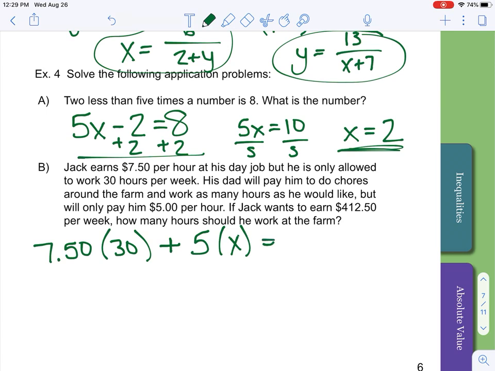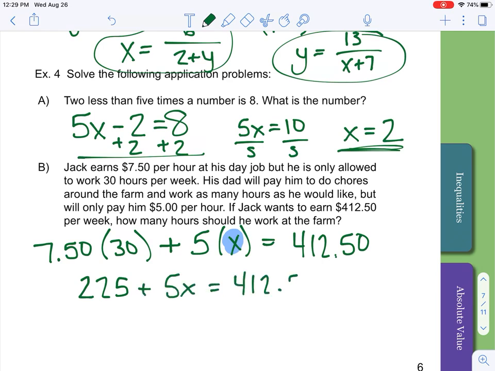If Jack wants to earn a total of $412.50 per week, how many hours should he work at the farm? So we are trying to find hours, which is our variable x for working at the farm. So go ahead and solve this. So 7.50 times 30 is 225 plus 5x equals 412.50. Go ahead and subtract.